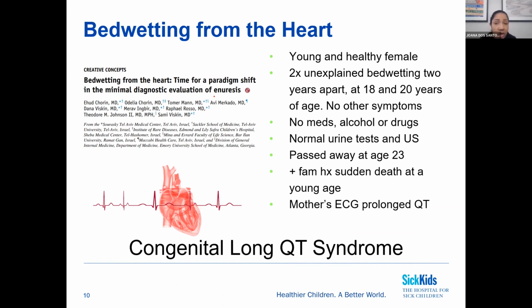Why did I choose this case? Not that I'm suggesting doing an ECG for every child with secondary enuresis, but in the context of secondary enuresis, especially sporadic cases, it's worthwhile asking in the history. And if there is a history of sudden death in the family, it's worthwhile ordering an ECG. So tailoring and individualizing investigations and treatment is absolutely necessary, and I agree with Dr. Young in that point.